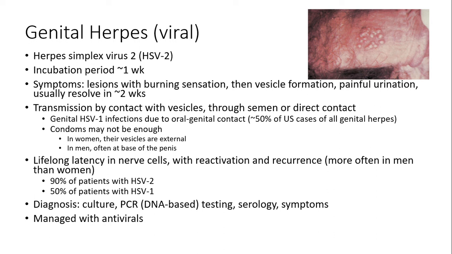that condom, for example. So this virus can develop lifelong latency in nerve cells, kind of like HSV1 will do to cause cold sores. So for that reason, it can be reactivated and you can get recurrences. These tend to happen more often in men than women. And it tends to be skewed more heavily towards those who are infected with genital herpes from HSV2 as compared to HSV1.